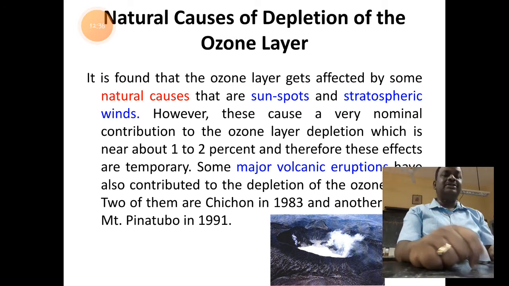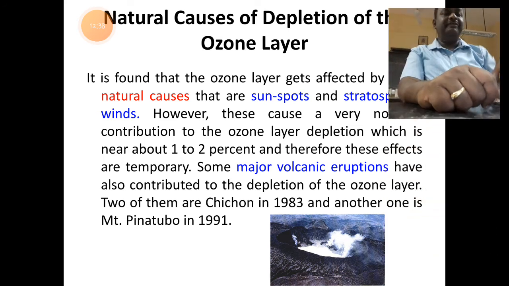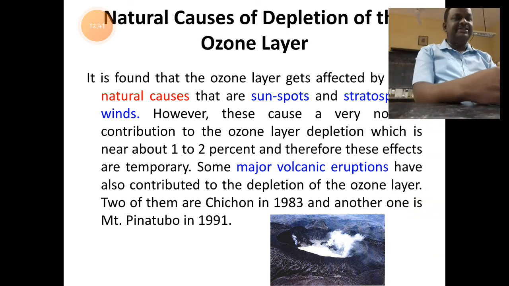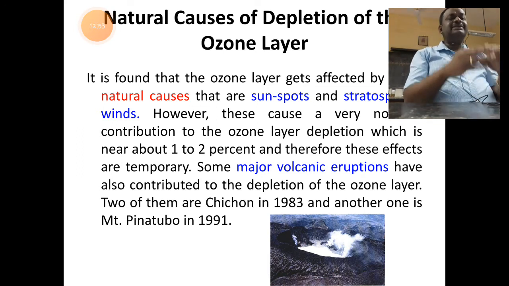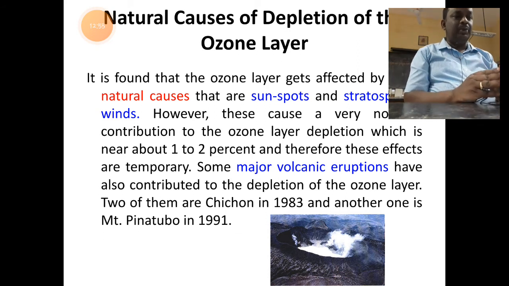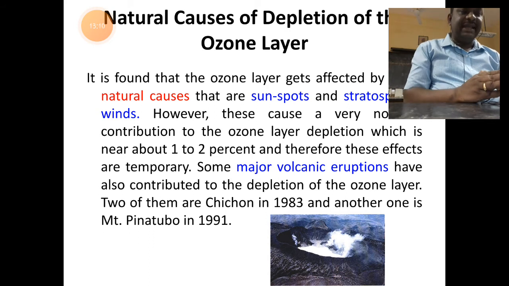Another causative factor that we find here is volcanic eruptions. Volcanoes emit large amounts of aerosols and particles of chlorine and bromine into the environment that cause the destruction of the ozone layer overall. Major volcanic eruptions include Chichon in 1983 and Mount Pinatubo in 1991.